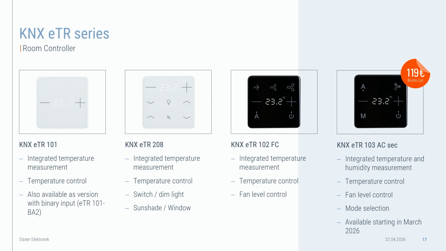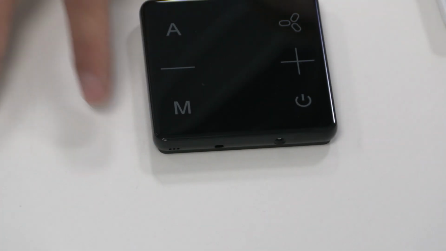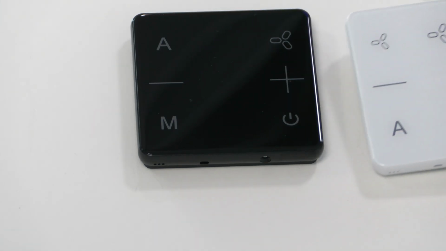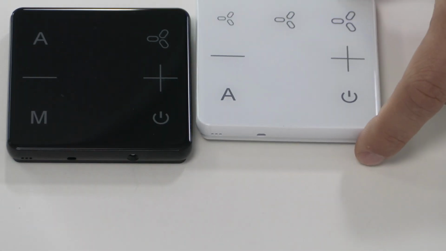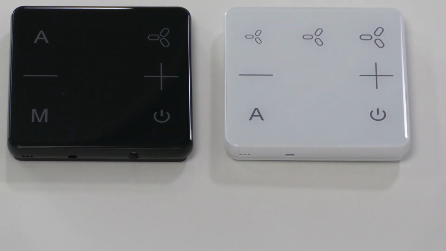I change to the camera, and then you see the device live. This one is the ETR 103 AC, and here you see the device next to the ETR 102 FC for fan coil use. Both have the same flat design with a real glass surface. Okay, we jump back to the presentation.